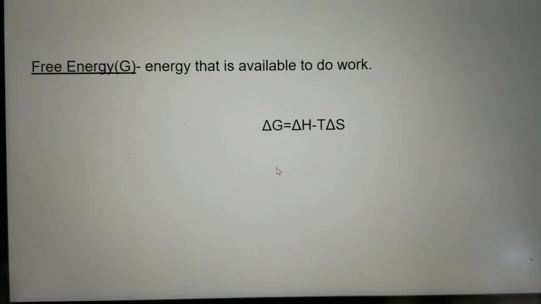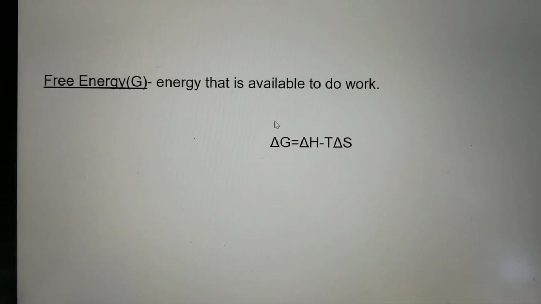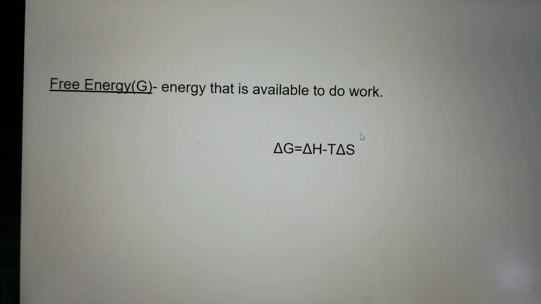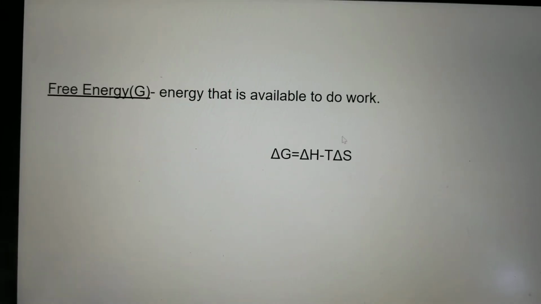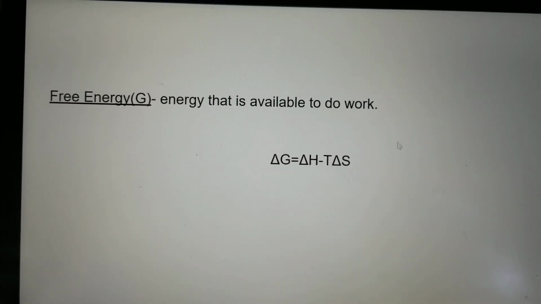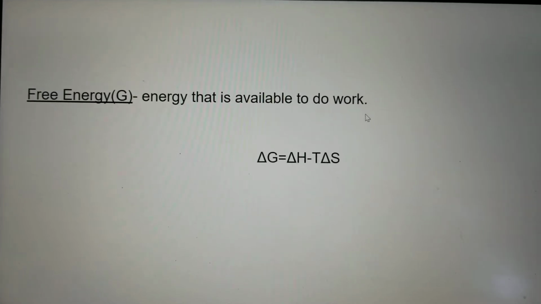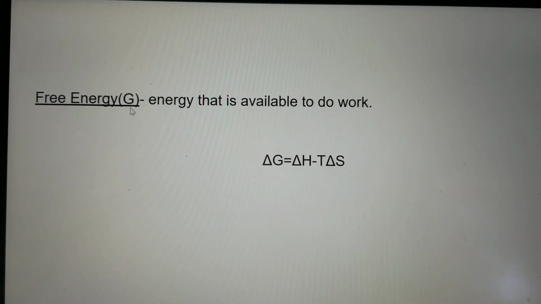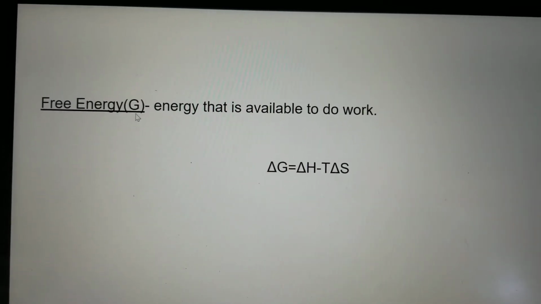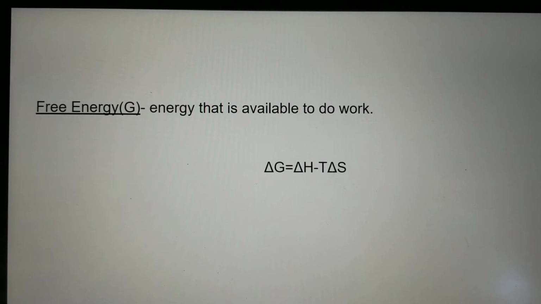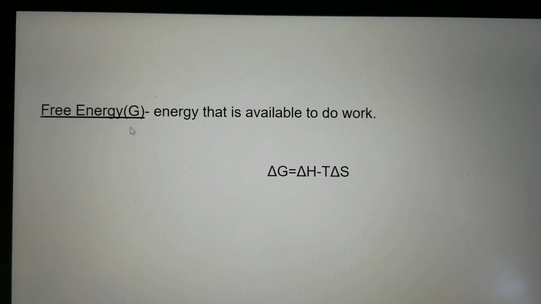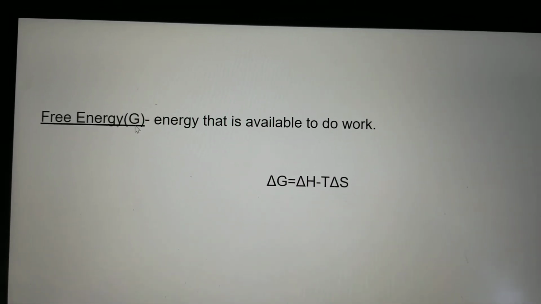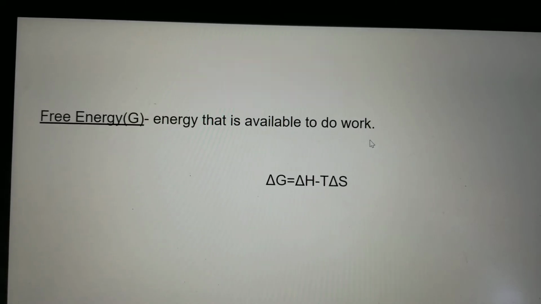Okay, and then we have one final equation, not reaction, one final equation you have to use for this unit. It's how to calculate free energy, which is represented by capital G. That's because it's actually called Gibbs free energy, which is why we use a capital G. It's energy that's available to do work.